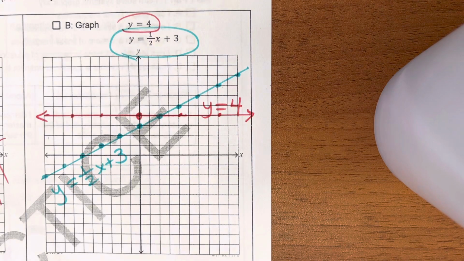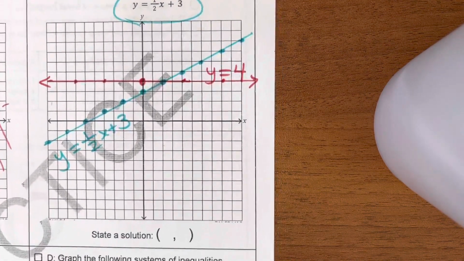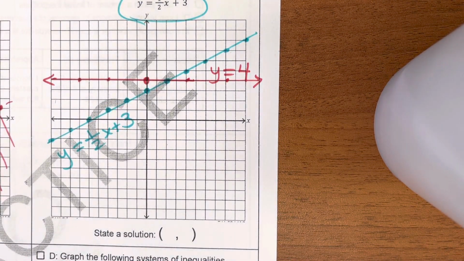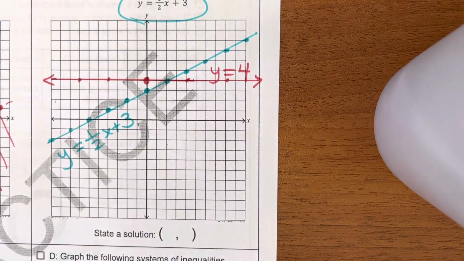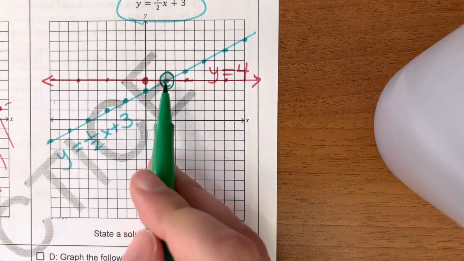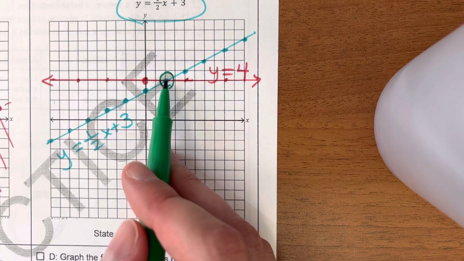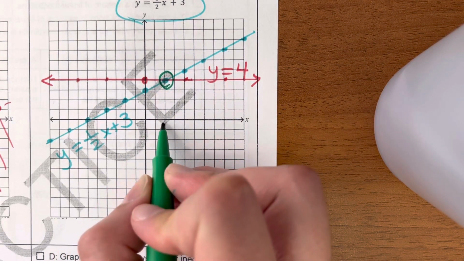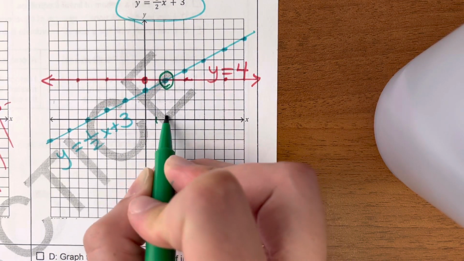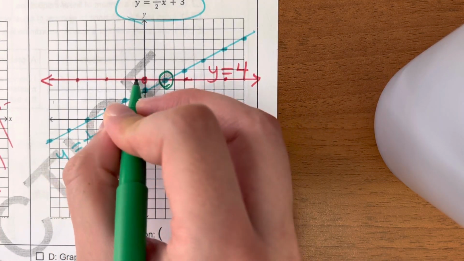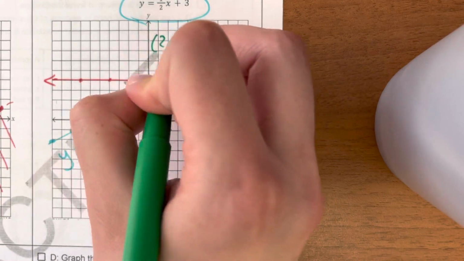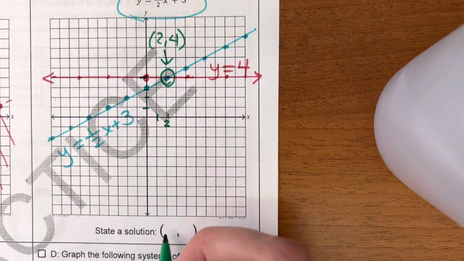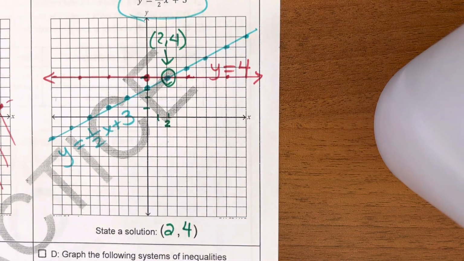Now for this one, it's asking me for a solution as well. The solution here, because both lines are solid, is going to be where the two lines intersect. So that's this point right here. And that's when x is 2, right? 1, 2, and y is 1, 2, 3, 4. So this point, (2, 4), is my only solution to this system of equations.